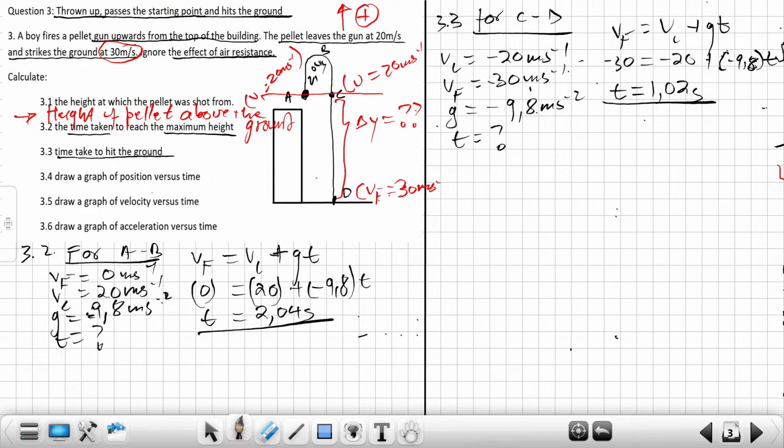So the question wanted the time taken to hit the ground. So it means I must now get the total time taken from A, B, C, D. So my total time should be equal to, from A to B, I have 2.04, plus B to C, I have another 2.04, and then from C to D, I have 1.02. Then the sum of it will give me something like 5.1 seconds.